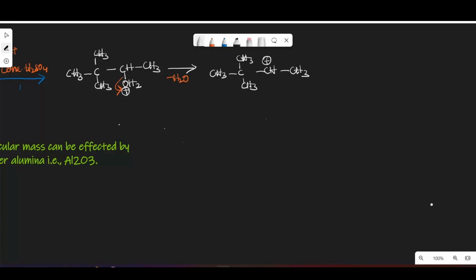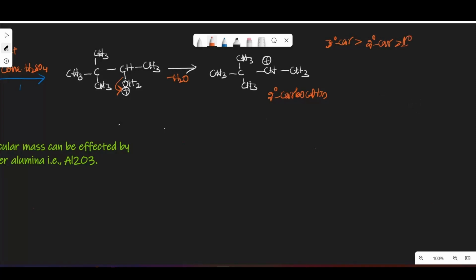And one more thing you should remember is that here there is a possibility of shifting. Like here we have a methyl group. So a 1,2 methyl shift is possible here because here it is a secondary carbocation. But if you shift one of the methyl groups to this carbon, then we will get the carbocation here. So we will get a tertiary carbocation. The stability of a tertiary carbocation is more than secondary, than primary.